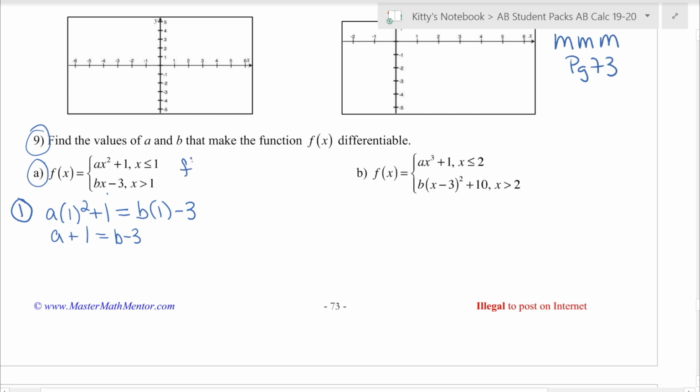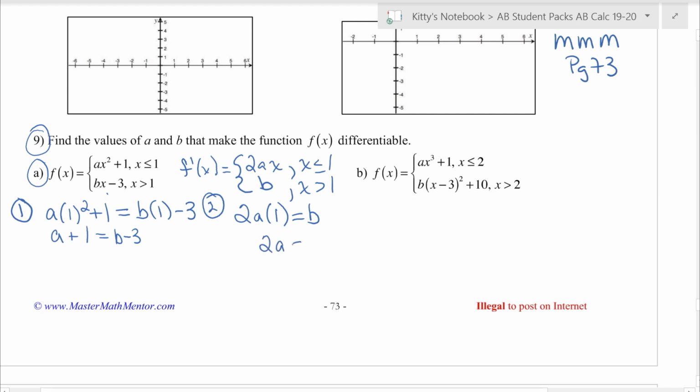So how do I find the slope? I'm going to find the derivative of this piecewise function, and that's going to be 2ax plus nothing for x less than or equal to 1, and the derivative of this is going to be b for x greater than 1. And so what I've written are the slopes of both pieces. These slopes at 1 must be the same. So I'm going to plug in 1 for x. This is the second part. So 2a times 1 must equal b, which means that 2a is equal to b.